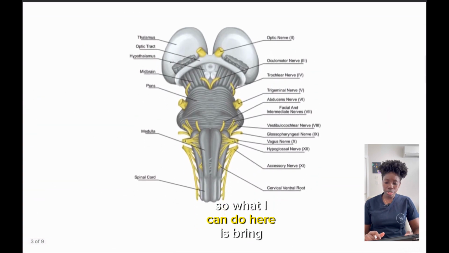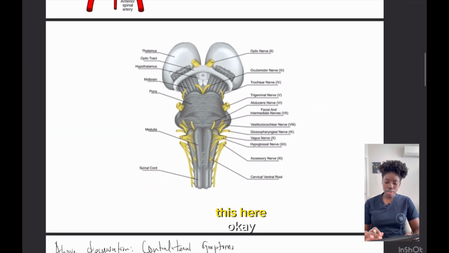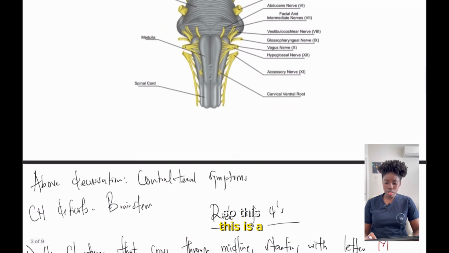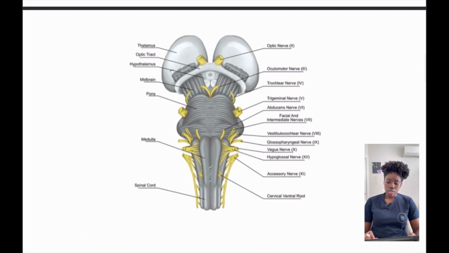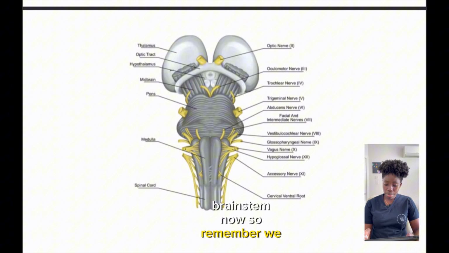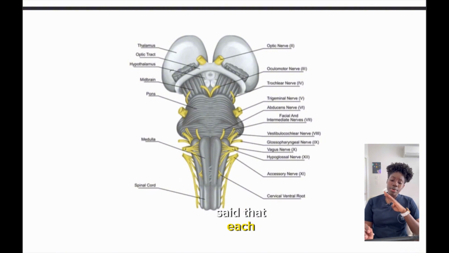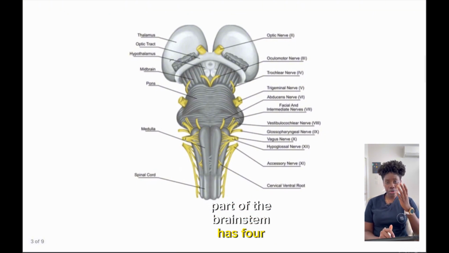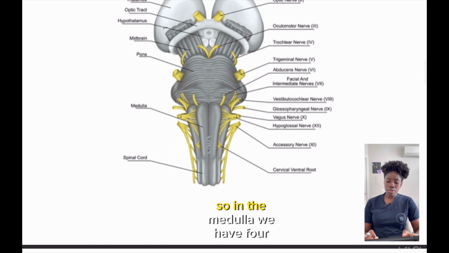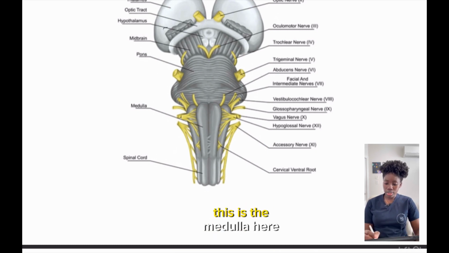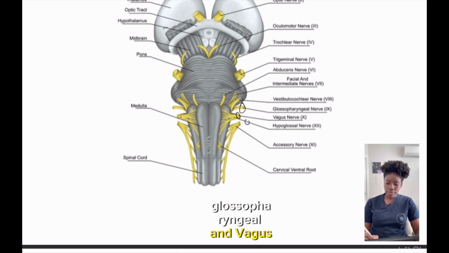What I can do here is bring this here. Okay, so this is a brainstem now. Remember we said that each part of the brainstem has 4 cranial nerves, so 4, 4, 4. In the medulla we have 4 cranial nerves, 9 to 12. So this is the medulla here: cranial nerve 9, that's the glossopharyngeal, vagus, hypoglossal, and accessory. This is the medulla.